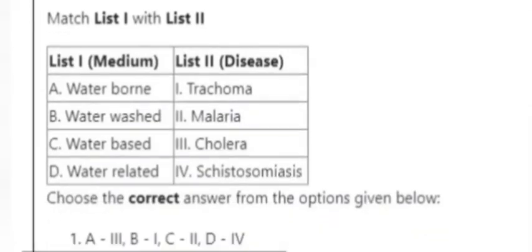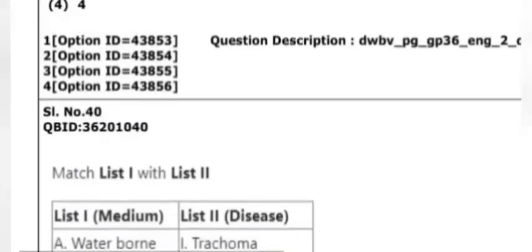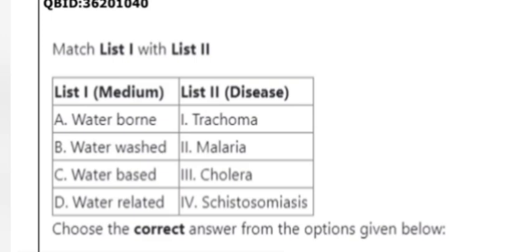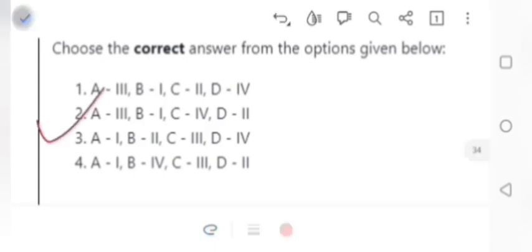Next, 40. Match list 1 with list 2. In list 1 we have medium, in list 2 we have disease. ABCD and 1, 2, 3, 4. Waterborne, water washed, water based, water related. In list 2 we have trachoma, malaria, cholera, schistosomiasis. Now choose the correct answer from the given options. Option B will be correct. A3, B1, C4, D2.